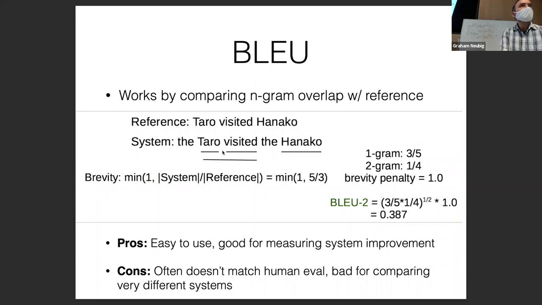Any other questions? I see one in the back. How are BLEU scores anti-correlated with human evaluation? So I'll actually show you the graph.